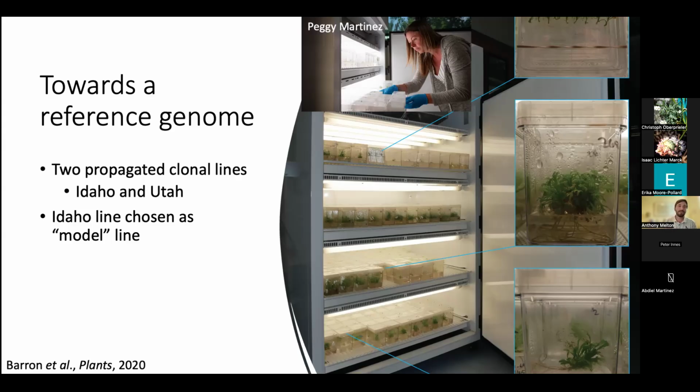And so through these experiments, the Idaho population was picked as the reference as it performed best within the suite of experiments that was performed. So it produced more biomass within its in vitro cultures, and it had much higher survival rates. And it's also nice because this was a population that was fairly close to Boise State.